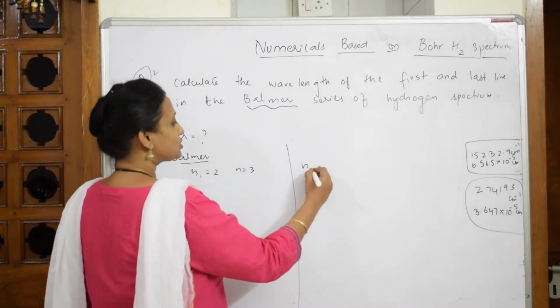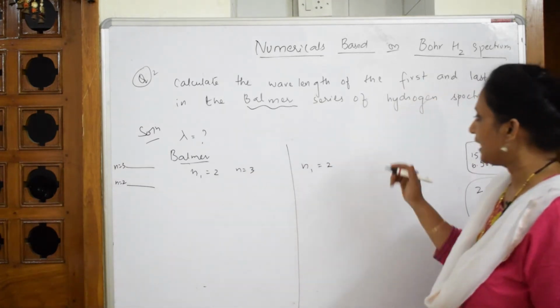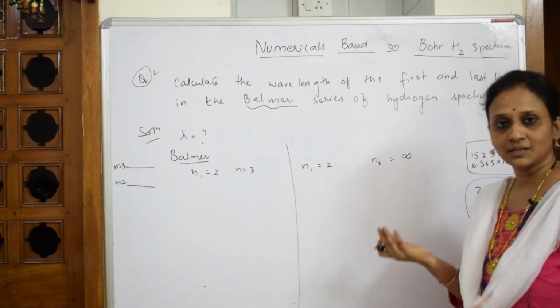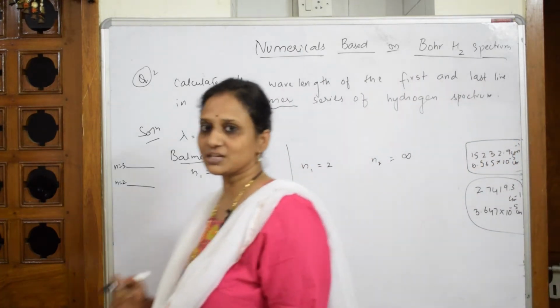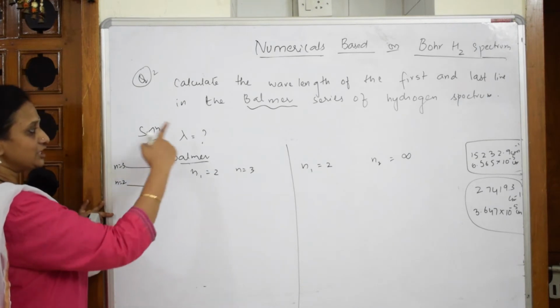Now n1 is equal to 2 always. That's the ground state for Balmer. And n2 for the last line, if they say, it is infinity. We can't predict it, so that is an infinite value. Now substitute in the formula. So according to the formula, I need to find lambda.